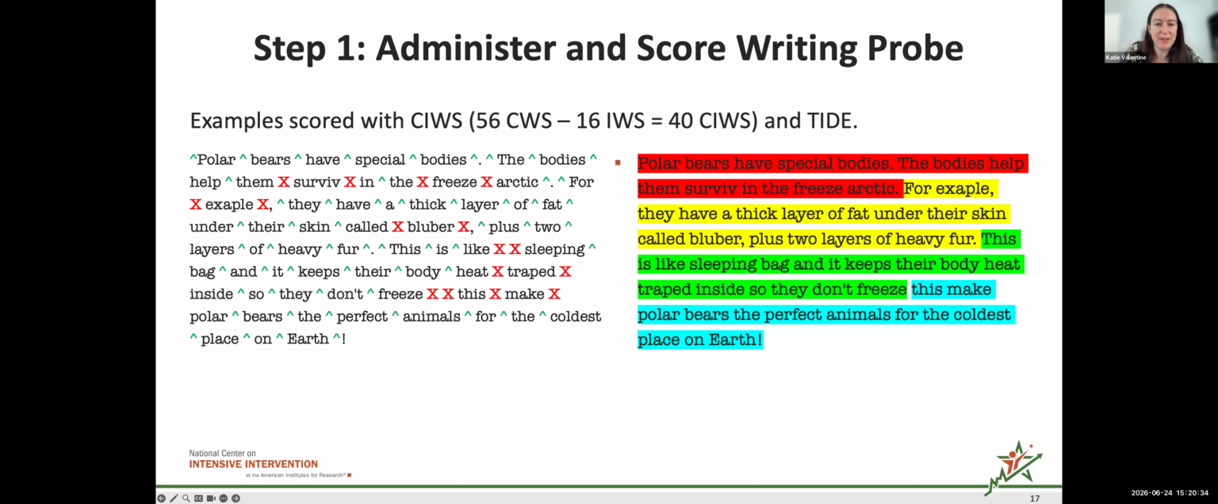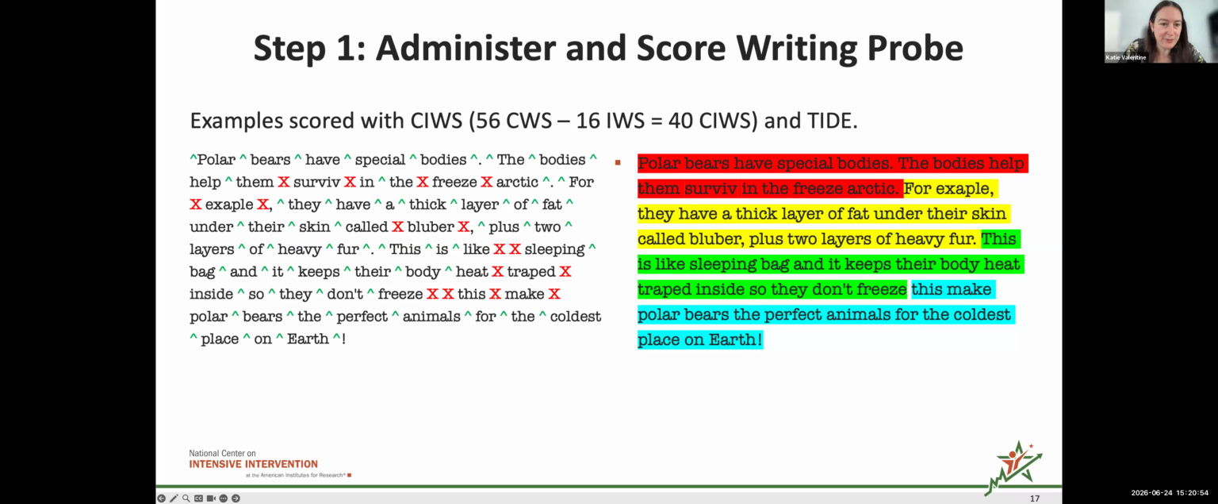So the first step is to administer and score that writing probe. So this is a new example. We're going to work with this case study today. This is an informational paragraph written by a fourth grade student, and they read an article about polar bears and were asked to write this informational paragraph in response.